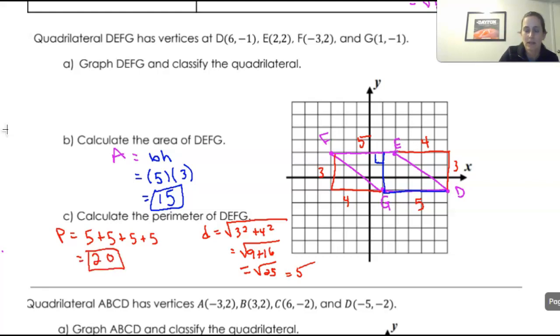Now I can go ahead and do my quadrilateral. I have 4 congruent sides, and it's a parallelogram because opposite sides are parallel. Then that means this has to be a rhombus. We don't have 90-degree angles, so it can't be a square.